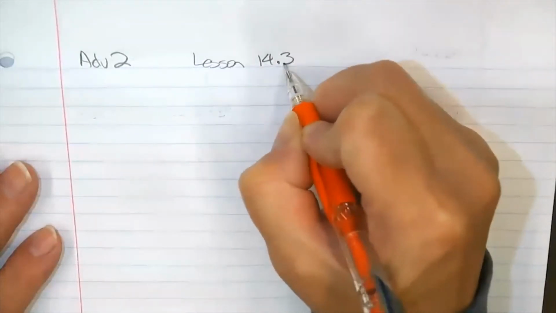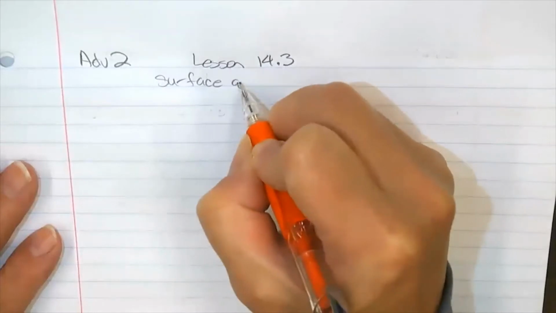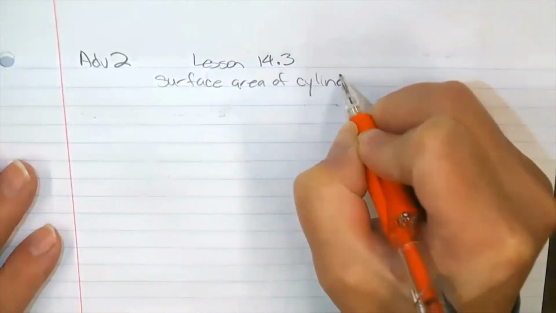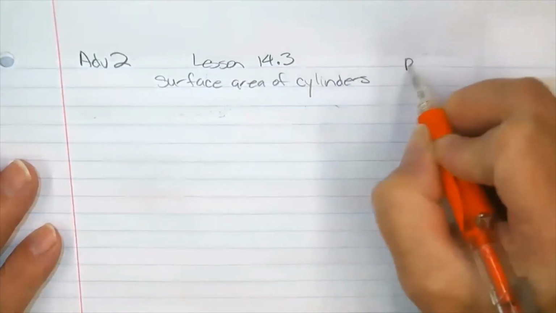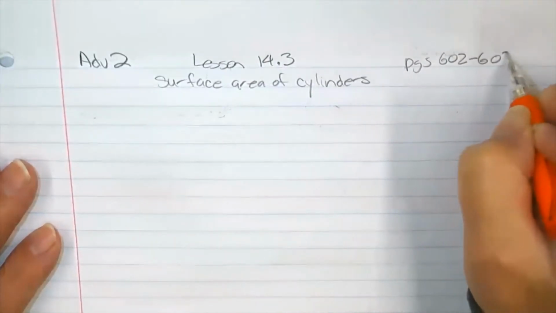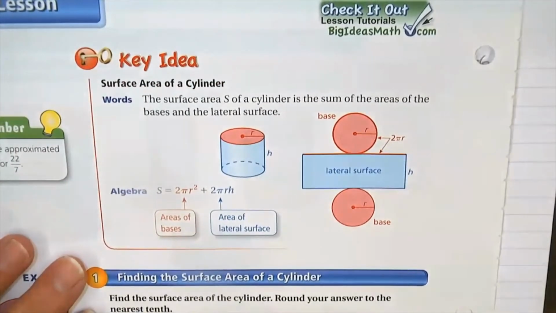We are doing lesson 14.3, surface area of cylinders. And it can be found on pages 602 to 603. Surface area of cylinders. So let's take a look. Here's the page from the book.